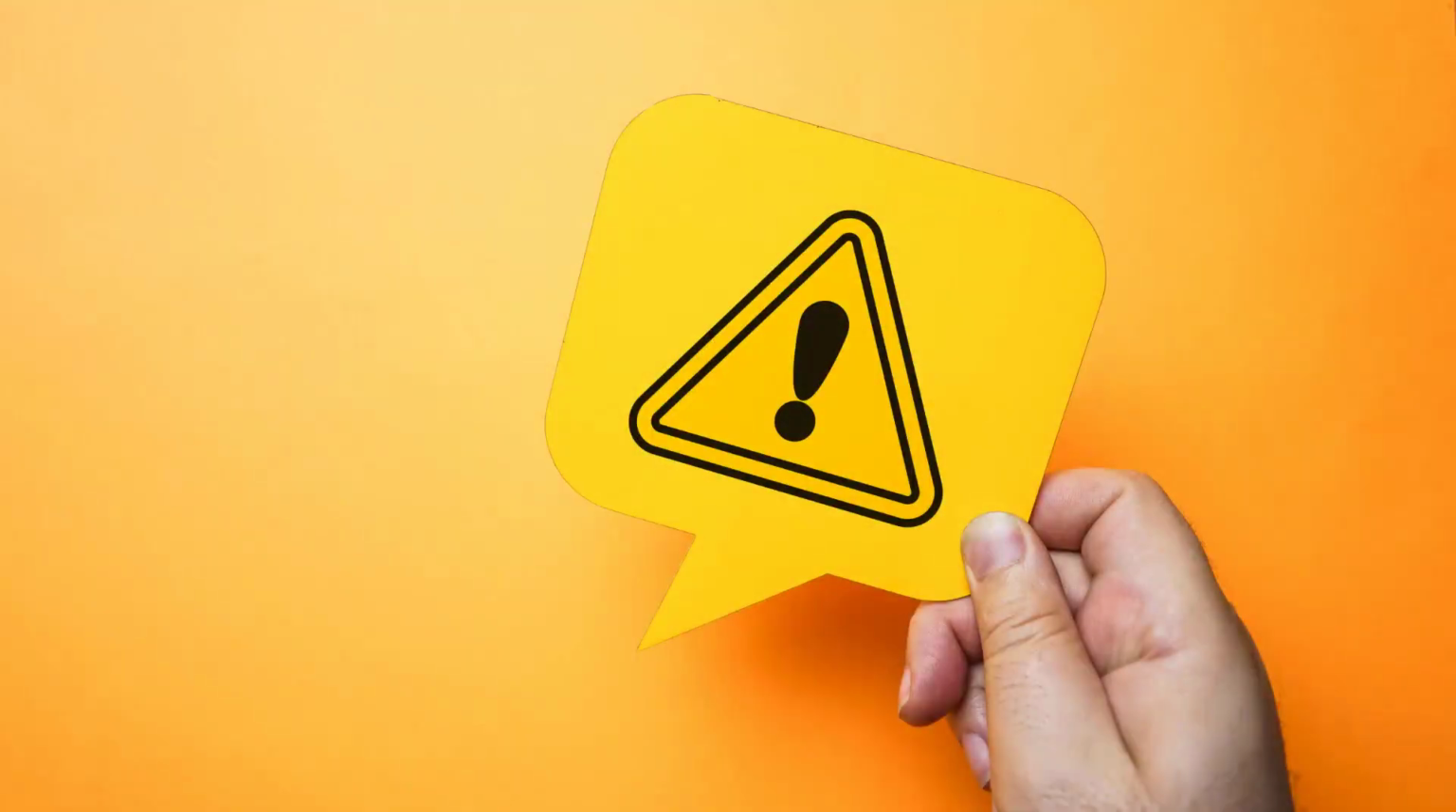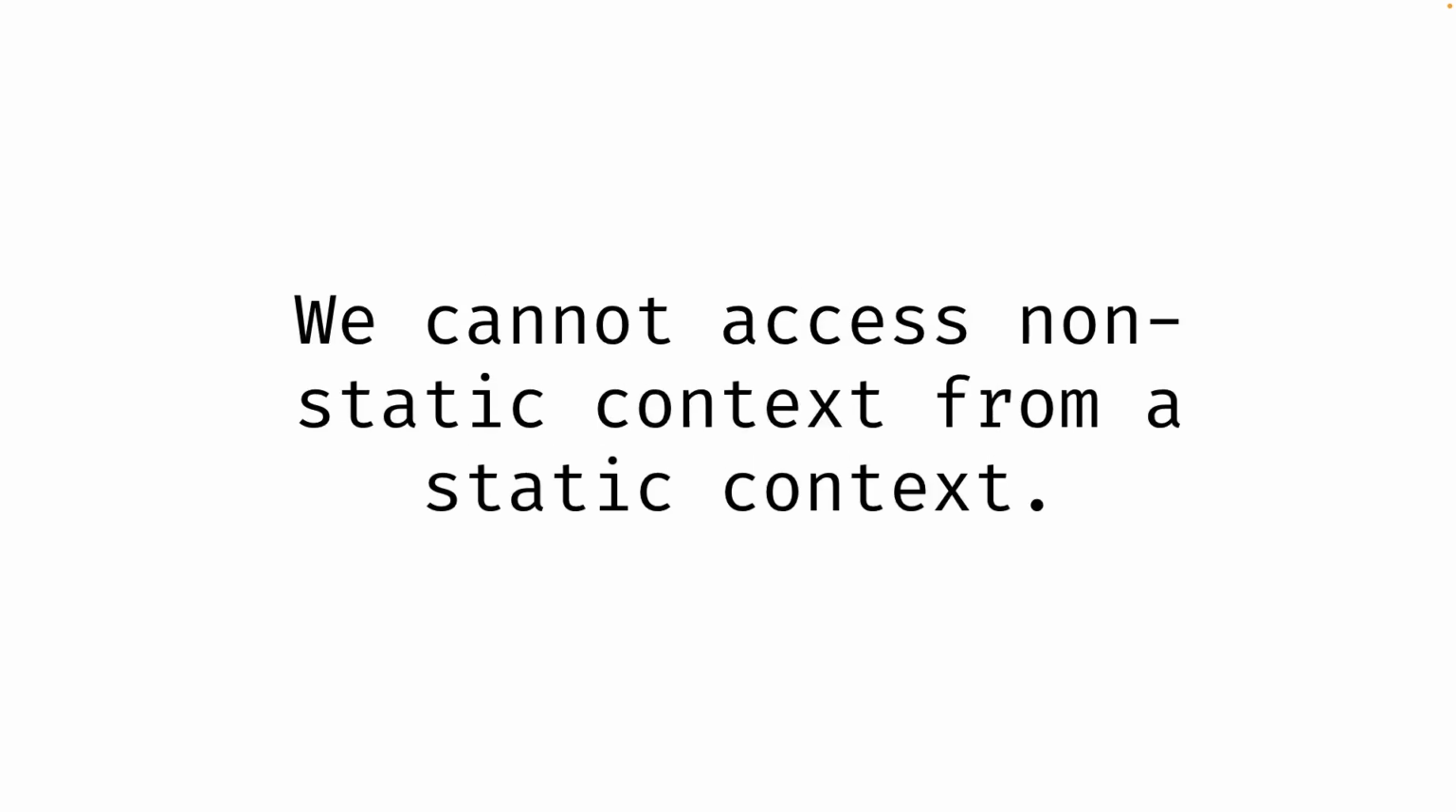And then I want to make an important side note again, and that's that these static members are not associated with any particular instance of a class, so they cannot access or modify the non-static fields or methods of the class. Non-static members, on the other hand, can access and modify both static and non-static members of the class. And this is because we cannot access the non-static context from a static context. For all we know, it's not there.